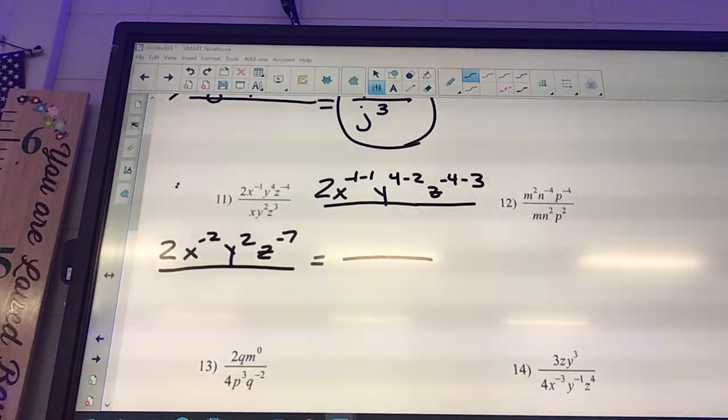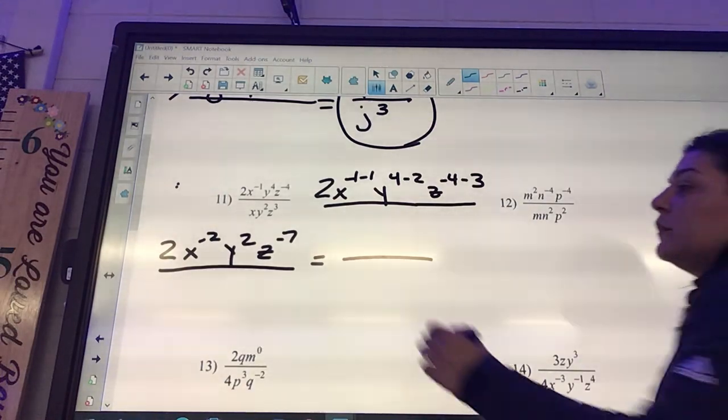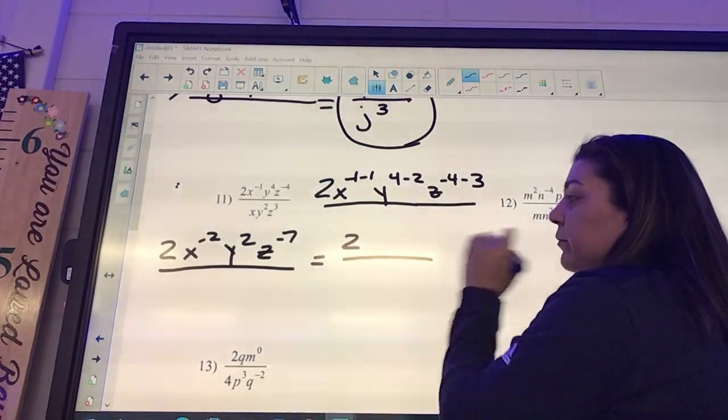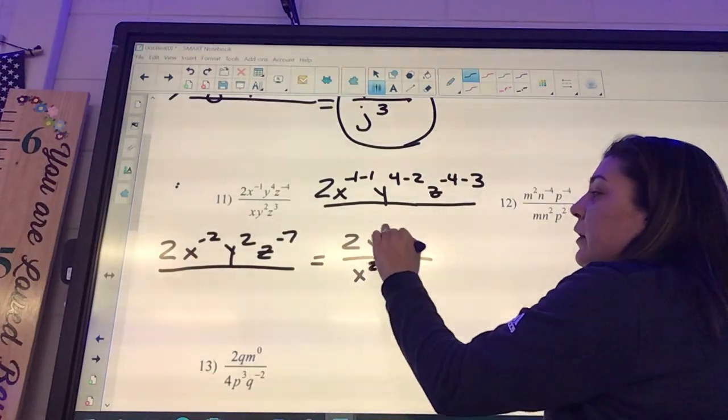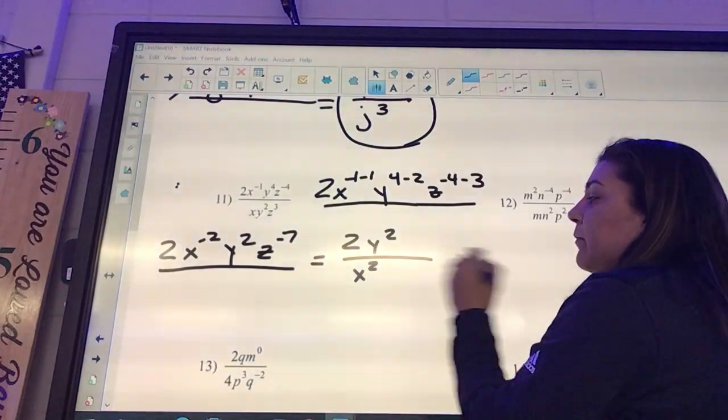Okay, where's the 2 go? Top, x to the -2. Bottom, y to the 2. Z to the -7.